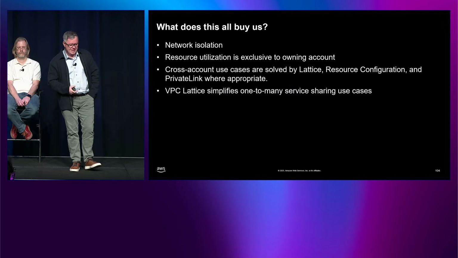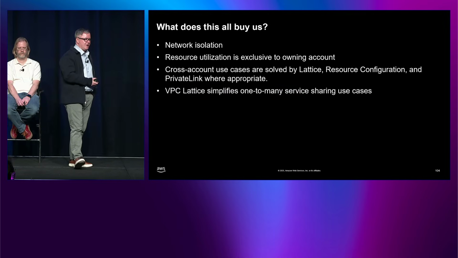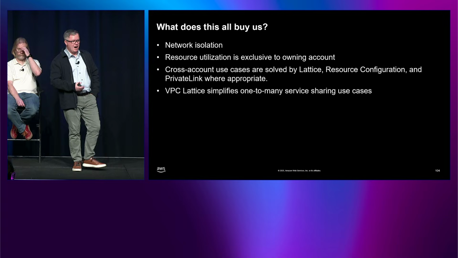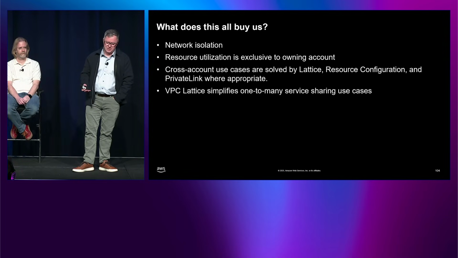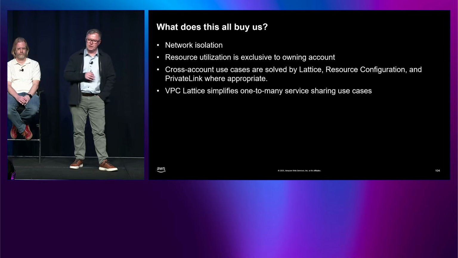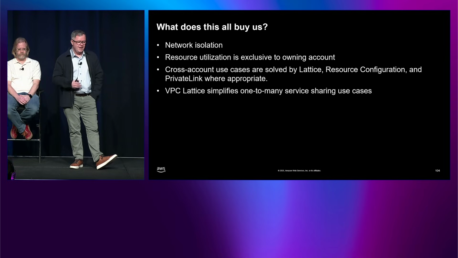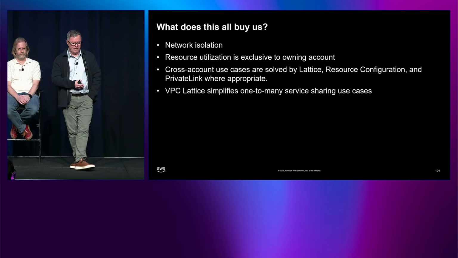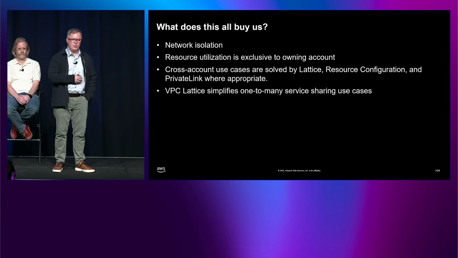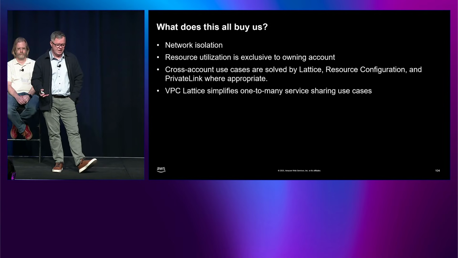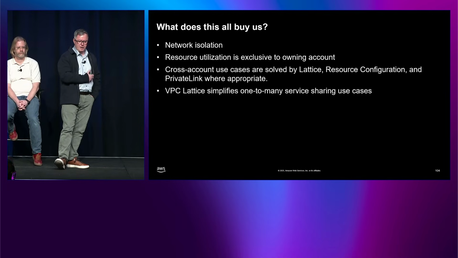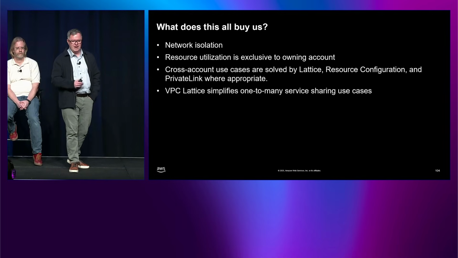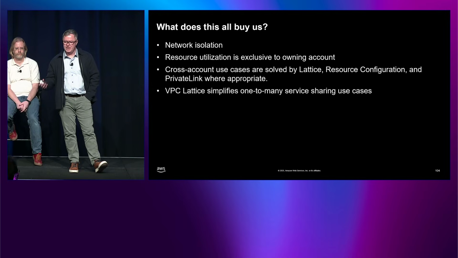So what do we get out of all this? Now we have a much stronger network isolation story. We don't have issues with resource contention or IP starvation, right? All those resources are exclusive to the owning account. And we've got a really nice story around how we handle cross-account access. So we can use Lattice, we can use resource configurations, and we can still use PrivateLink when needed, right? And these one-to-many use cases are very easy to solve now, right? We don't have to allow-list a bunch of little accounts everywhere else.